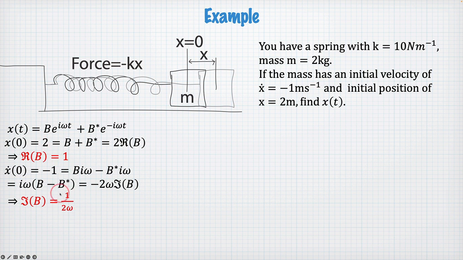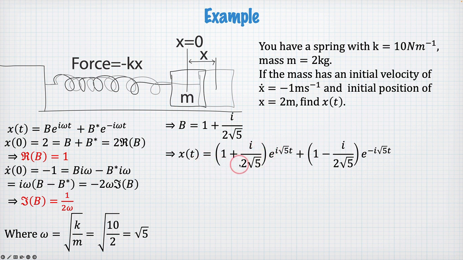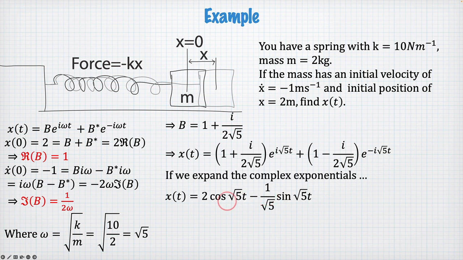So now we have the real and imaginary parts of b. We know what omega is. So we have that b is equal to 1 plus i divided by 2 root 5. And that gives us, substituting in b and its complex conjugate, an equation for x. Now we know this is a real valued thing because we have something here plus its complex conjugate, so we can expand the complex exponentials and get this in terms of sine and cosine functions. And it looks like this.